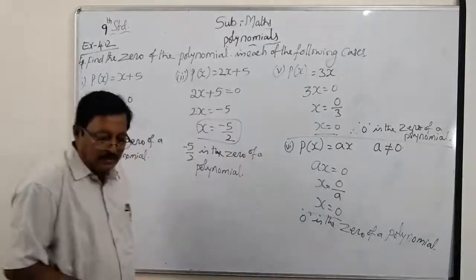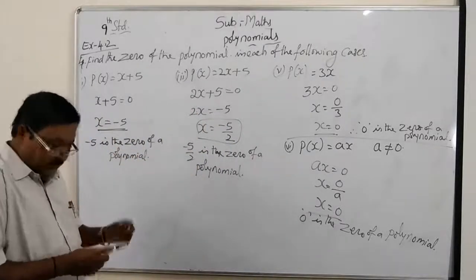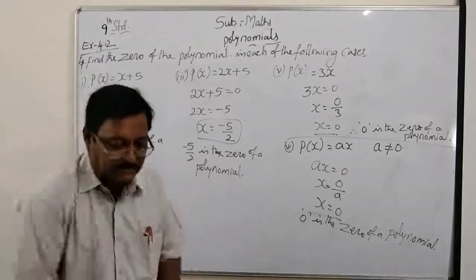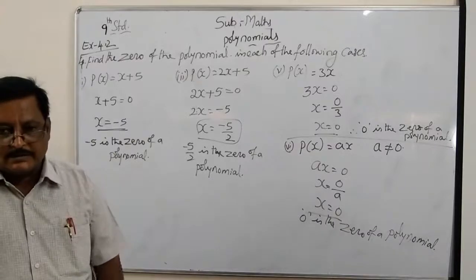This ends exercise number 4.2. Next, we shall see the remainder theorem and exercise 4.3, and then exercise 4.4, in the next class.